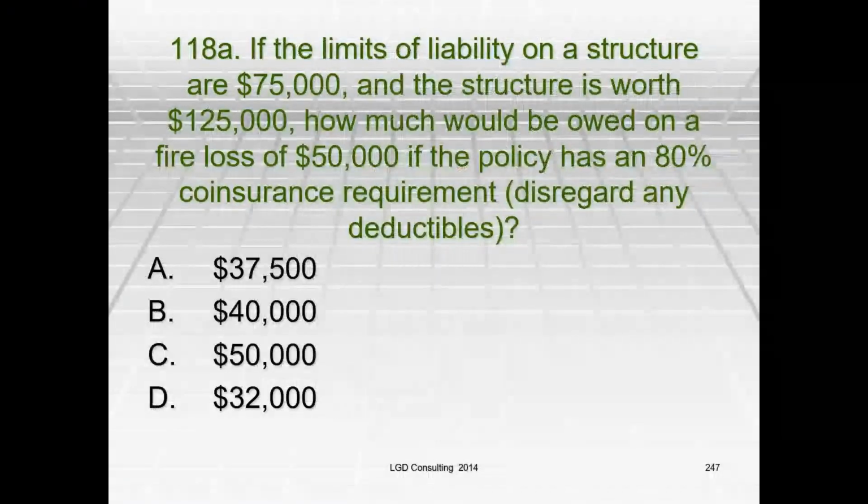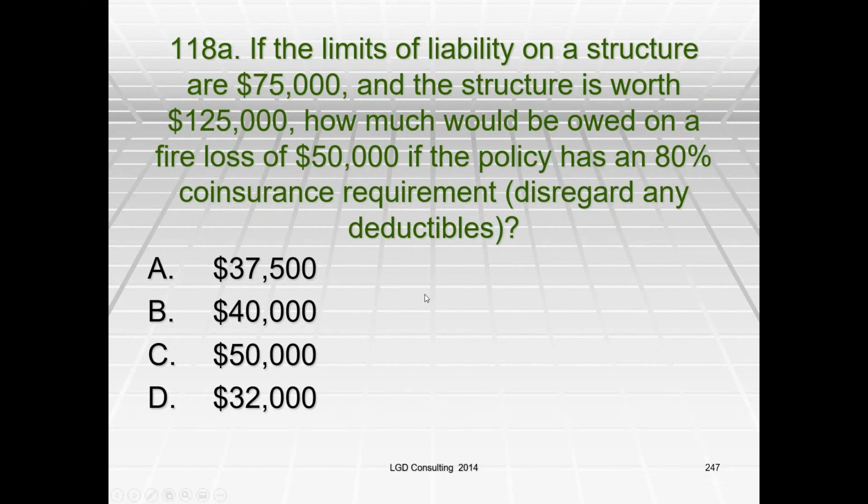So now if I go back to this question, okay, and I break it down, the amount of insurance you did have is 75,000. That's a given on the test. The amount of insurance you should have is 80% of the value of the building. So if the building is 125,000, 80% of that is 100,000. So 75,000 divided by 100,000, I can simplify, that's 3/4, right? 3/4 times the 50,000 equals 37,500.